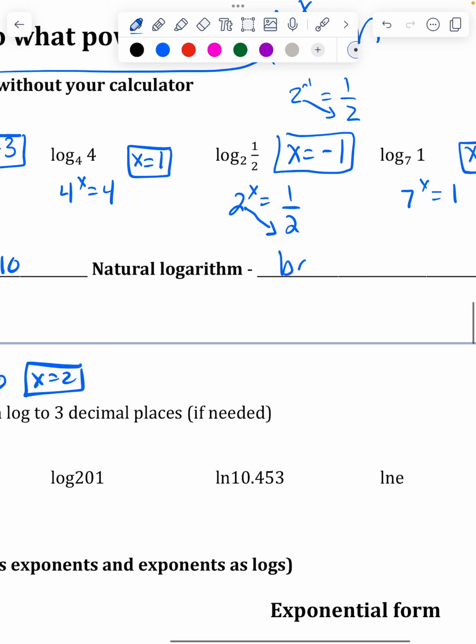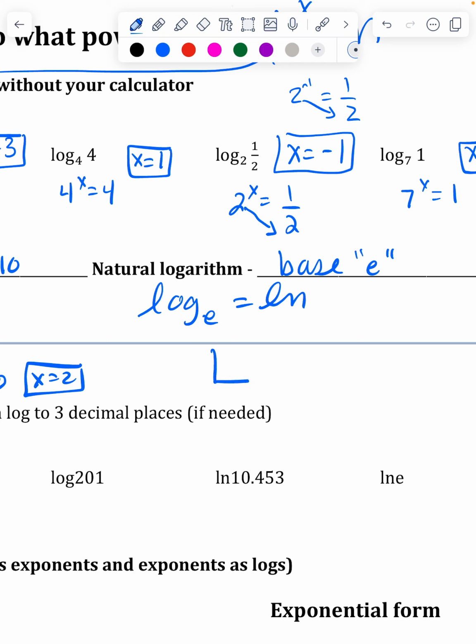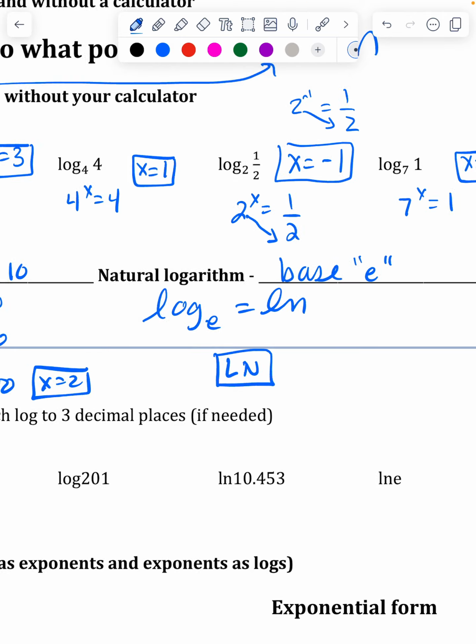Natural log has base e, that number we've been talking about, but instead of writing it as log base e, we write it as ln, which implies, natural log implies a base of e. And on your calculator, you'll have an ln button as well.